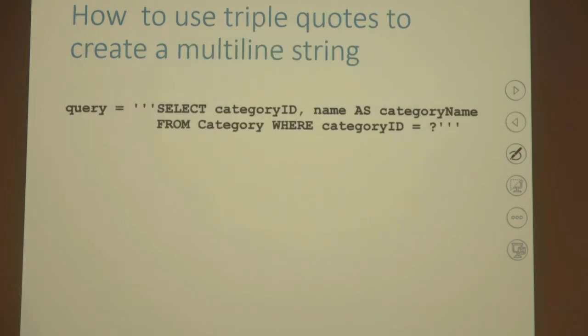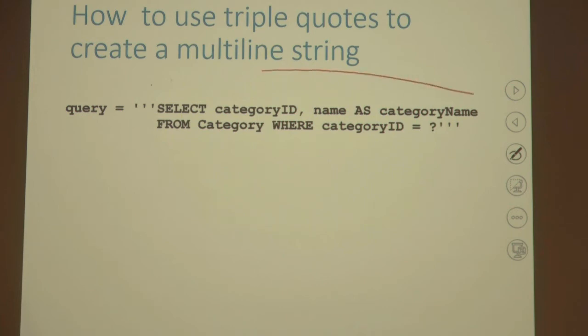So usually how do you create a string? With a single quote? Or a double quote? Or with a triple quote? Single and double are the same thing. Triple will maintain the multiple lines.